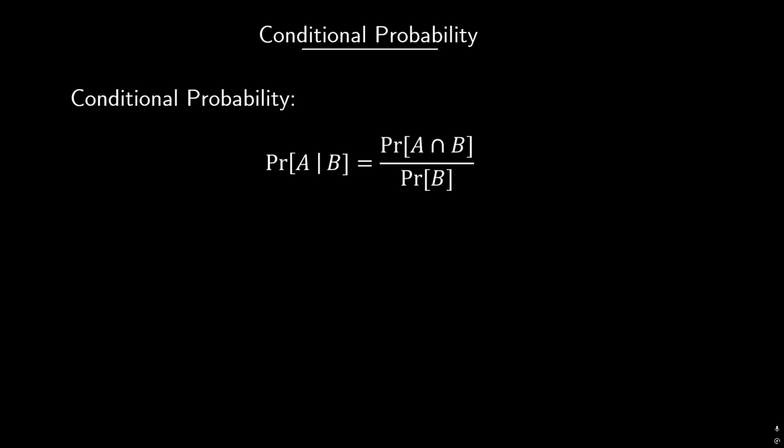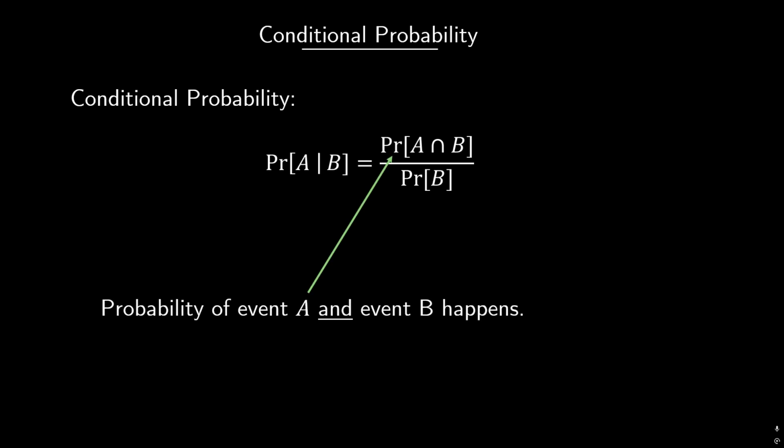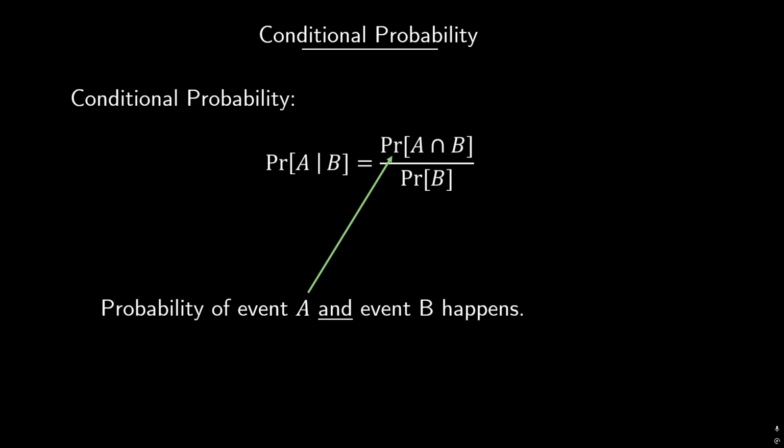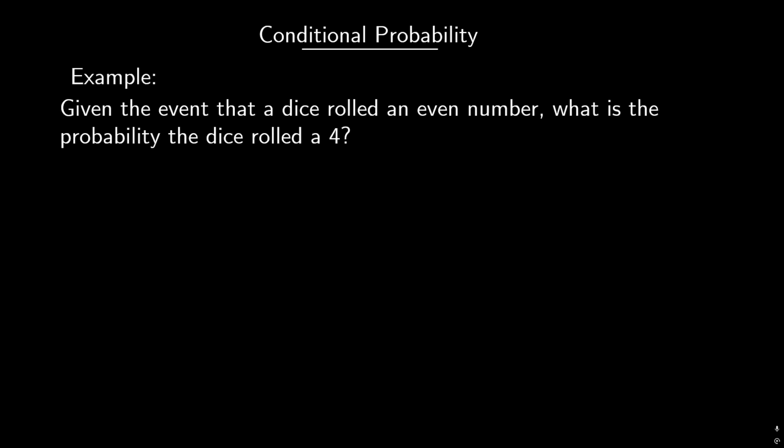The way that we would write it is like this. This is the formula for conditional probability. What is at the top here? Think of this as the probability that event A and event B happen. And think of the one at the bottom as the probability that event B happens. It might be a bit counterintuitive right now, so let me show you an example. Let's go through the previous one.